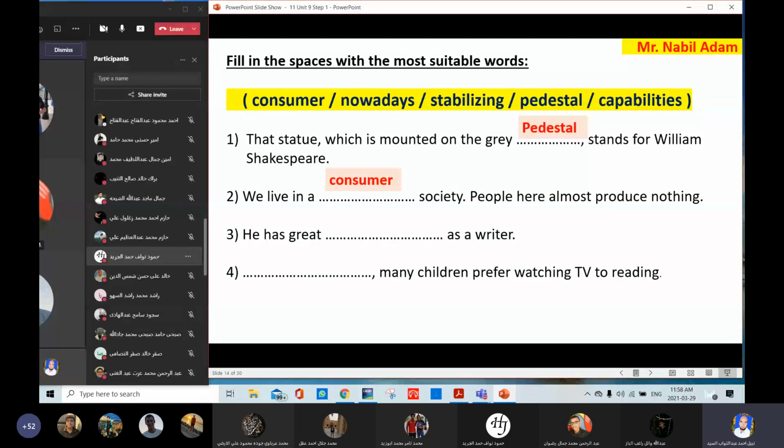He has great as a writer. Stabilizing. Sorry, stabilizing. No. Muhammad Ahmed Taha says he has great capabilities as a writer. Yes, I agree. Capabilities means abilities, characteristics, qualities. So he has great capabilities or abilities as a writer. Thank you, Muhammad.